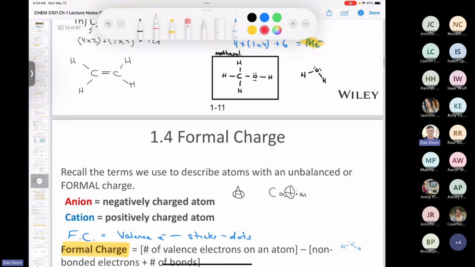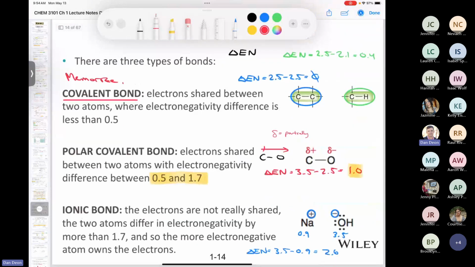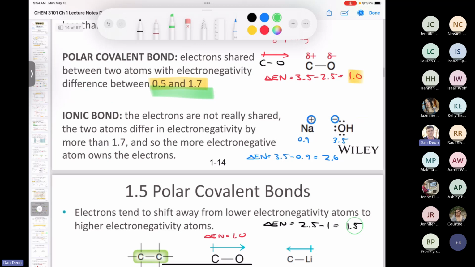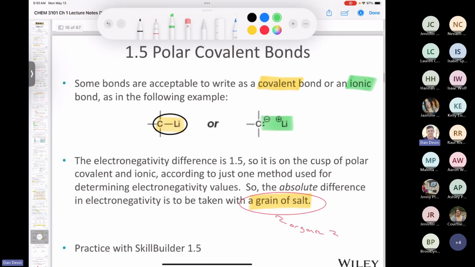So again, you've got it on recording, okay? It's on the internet. So where was it? Can't even find. Here we go. These are the values that we're going to use. Less than 0.5, it's non-polar covalent. Between 0.5 and 1.7, it's polar covalent. And if it's greater than 1.7, we're going to say that it's ionic.